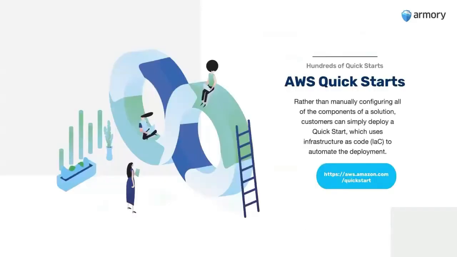So AWS Quick Starts, just to recap, what are they? Instead of manually configuring all the components of a solution, customers can simply deploy a Quick Start, which uses infrastructure as code to automate the deployment. So we're using CloudFormation as the infrastructure as code to automate the deployment of an Armory Enterprise distribution.